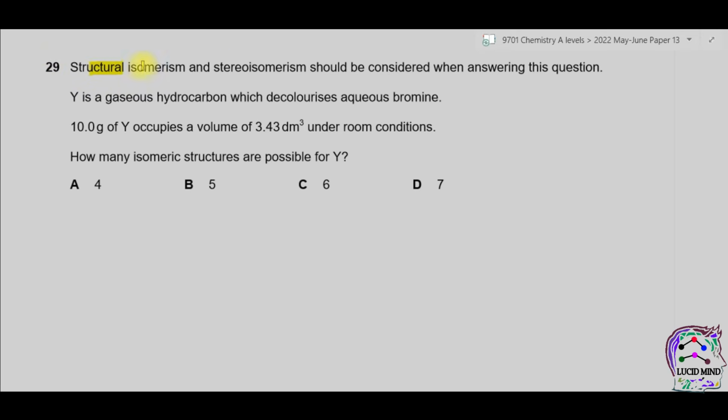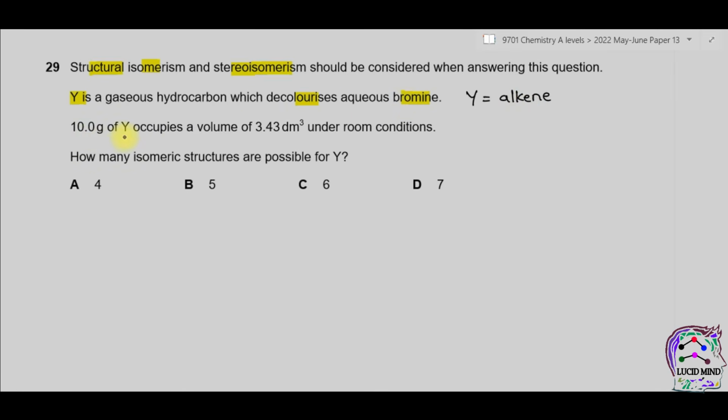Question 29. Structural isomerism and stereoisomerism should be considered when answering this question. In structural we have different length of chains, in stereo we have cis-trans. Y is a gaseous hydrocarbon which decolorizes aqueous bromine. Now this information gives us that Y could be alkene, because bromine adds up in double bond of alkene to make itself decolorized.